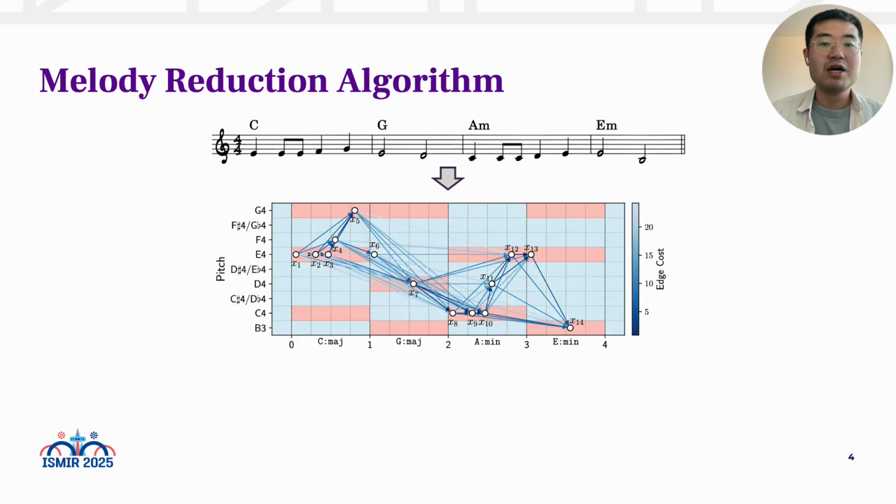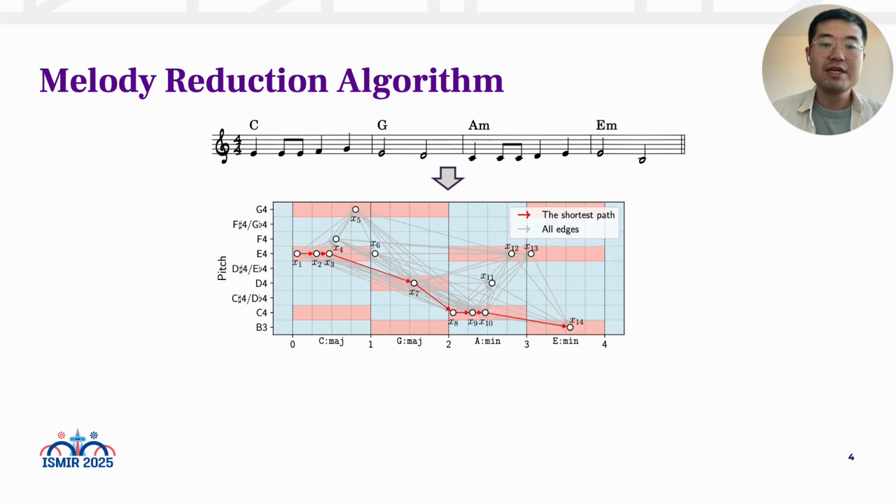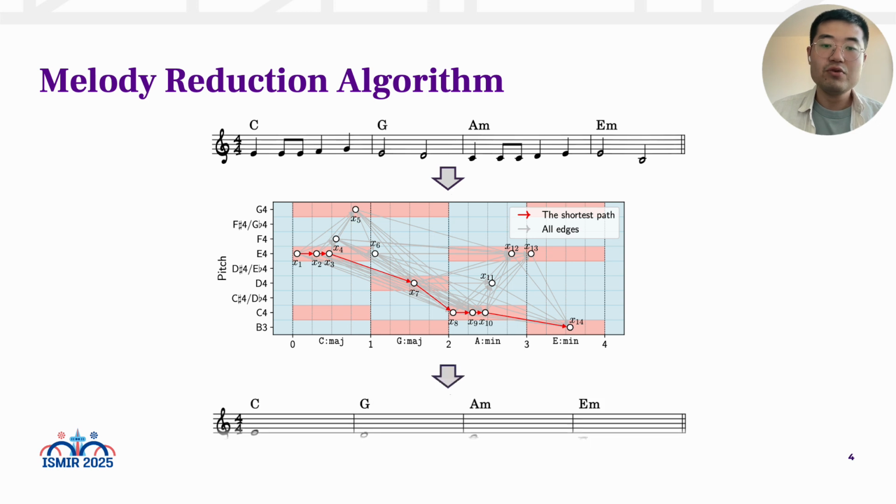Here's an overview of the algorithm. We start with the MIDI representation of a melody phrase together with its chord progression. This is represented as a graph. For every possible edge, we compute a cost based on the principles I just described. Then we use Dijkstra's algorithm to find the shortest path. Finally, we assign rhythm to the selected notes, and the result is the reduced melody.